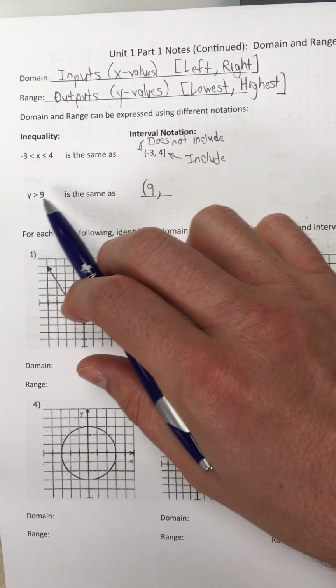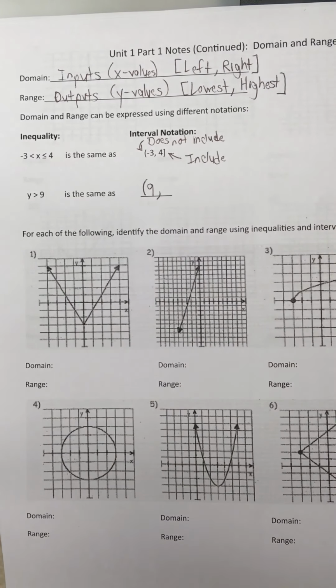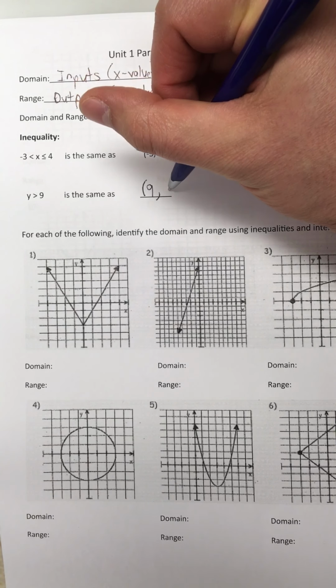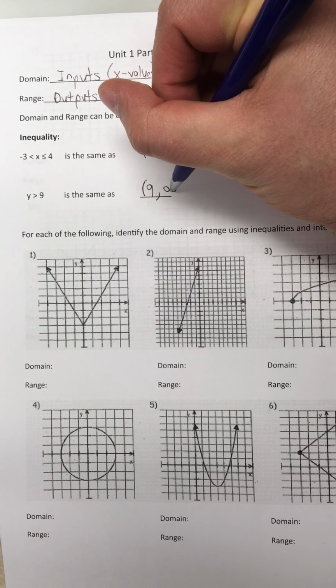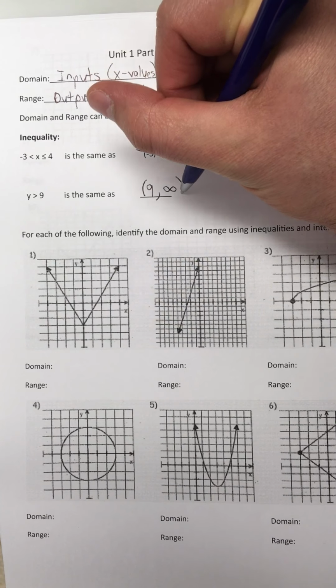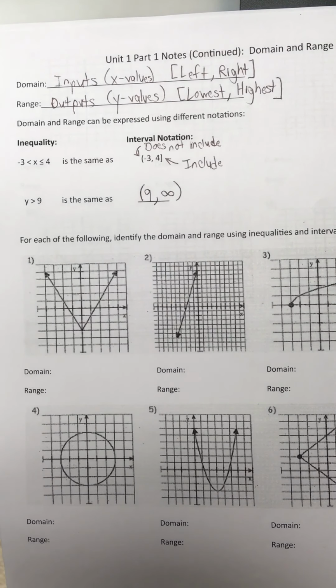Now, it's any number bigger than 9. So it keeps going on forever. That means it goes up to infinity. So I put an infinity symbol. And you always use a parentheses with infinity. It never includes infinity. All right, you never actually make it there. Buzz Lightyear never made it. All right, 9 comma infinity.